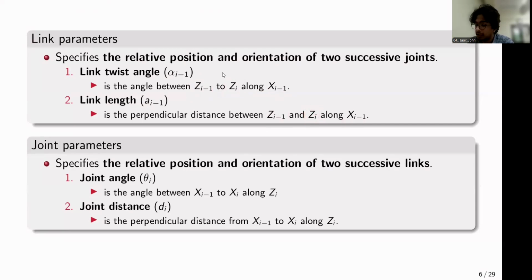The thing that we need to note at the moment is that link parameters are represented with respect to the xi minus 1 axis.